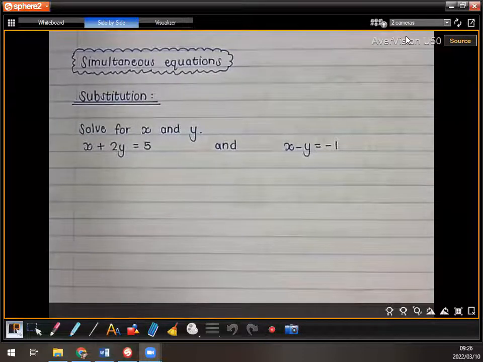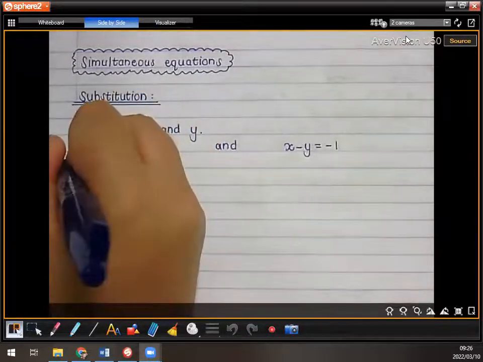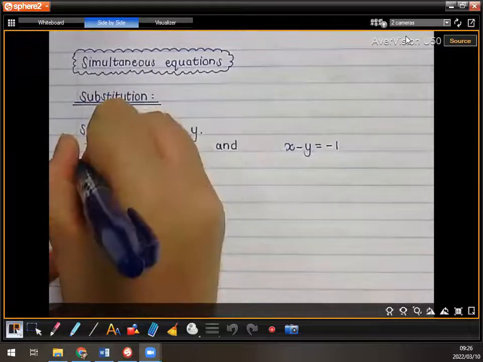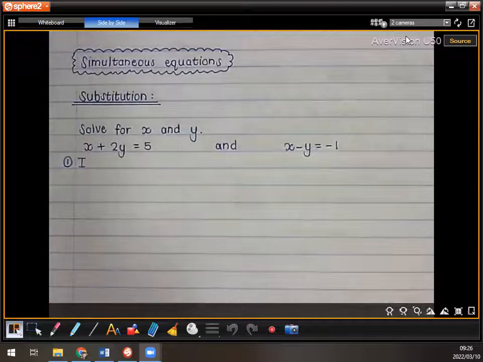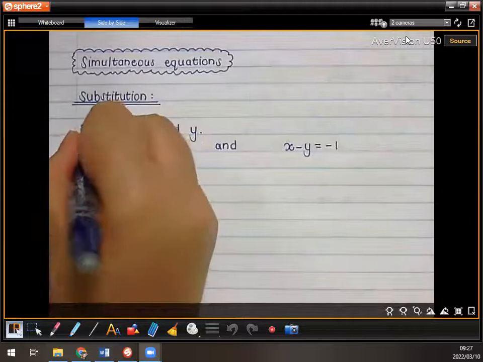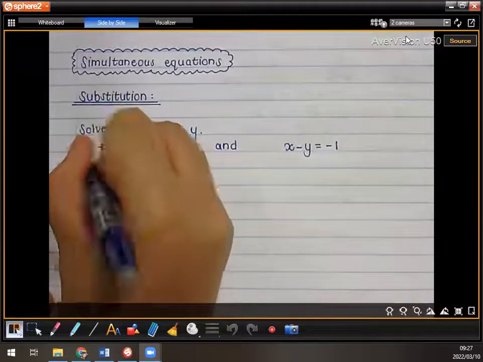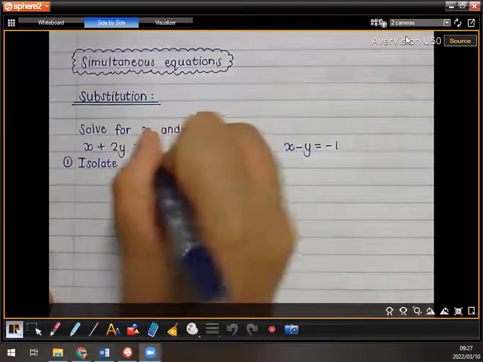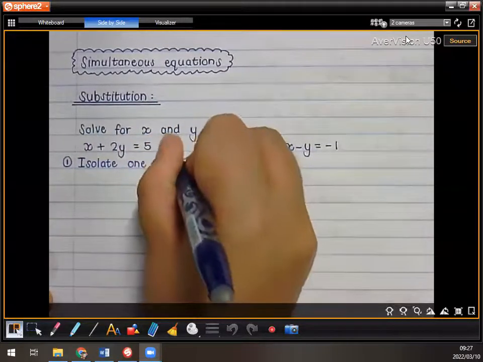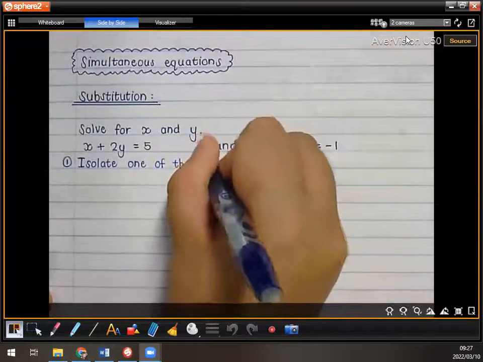Okay, so I'm actually going to write down the steps. And then we're going to do the steps underneath each part that's written. Okay, so step 1 will be to isolate one of the variables in one of the equations.